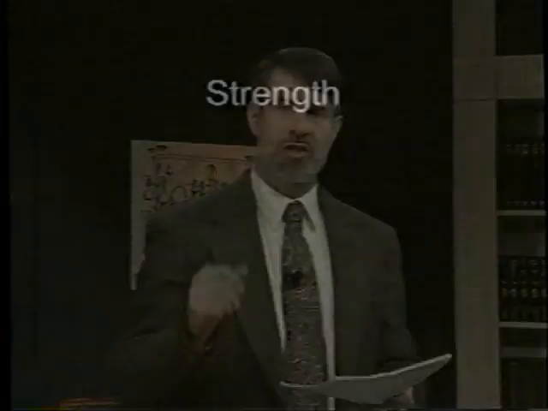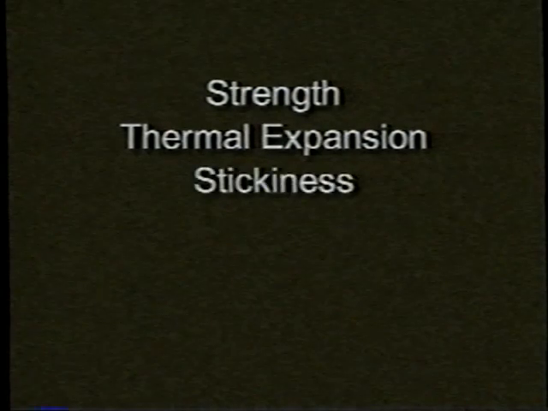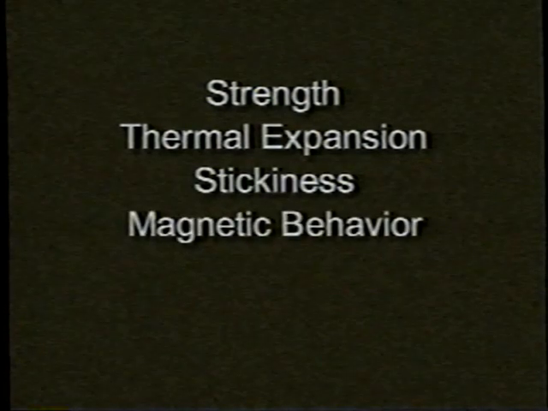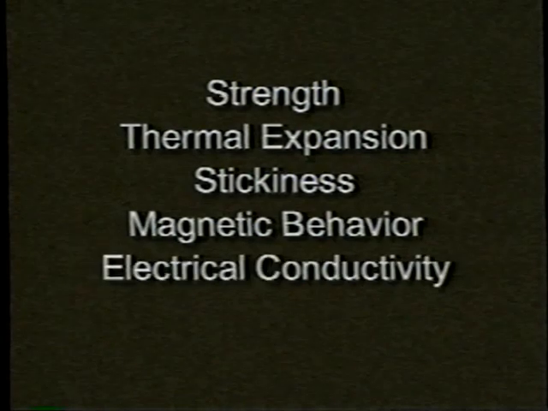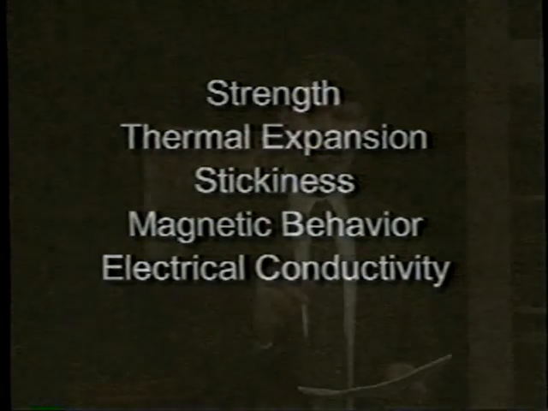In this lecture, after a brief review of what I mean by properties of materials, I'm going to consider 5 critical kinds of properties that occur in the materials of our everyday world. These 5 properties are strength, thermal expansion, stickiness, magnetic behavior, and electrical conductivity. Now, the underlying theme of all of these different properties in my discussion is going to be that the properties of materials depend on their atoms and the way they're bound together.